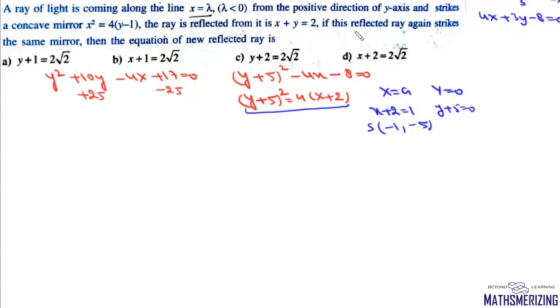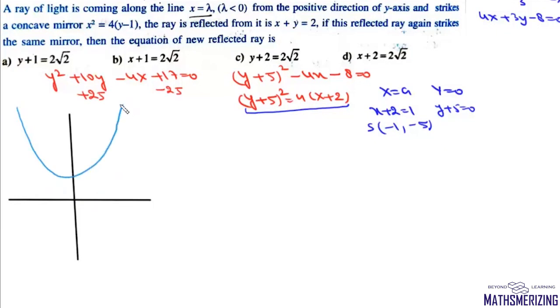Now the third question is, a ray of light is coming along the line x equals lambda and lambda is less than 0 from positive direction of y-axis and strikes a concave mirror x square equals 4 times y minus 1. So it represents a parabola opening upwards and whose focus is at 0, 1. So we'll draw this parabola. So this is the equation of parabola, which is x square equals 4 times y minus 1. Now a ray of light is coming along the line x equals lambda, where lambda is less than 0.